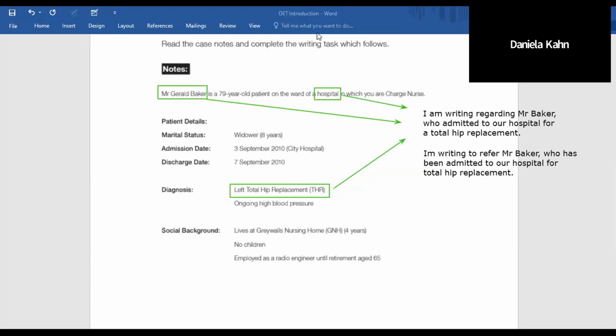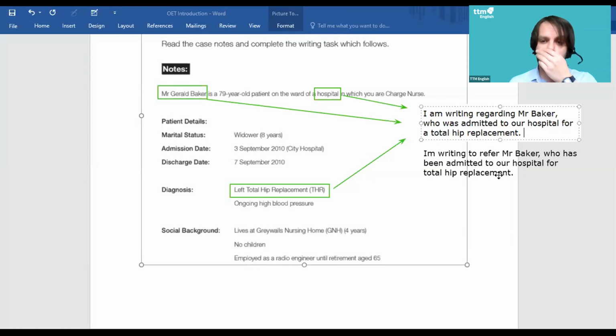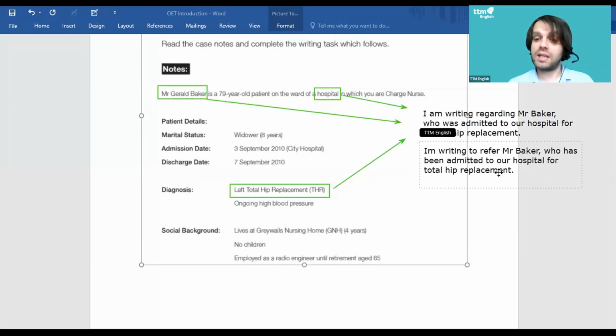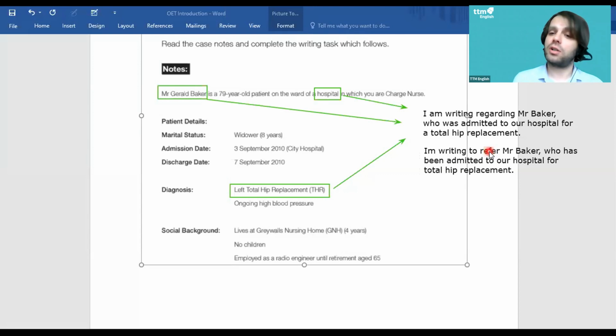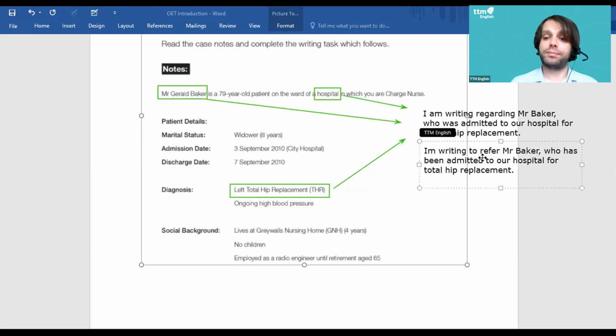The first one is who was admitted, no? Sorry, I've made a mistake there. Thank you, Danielle. So who was admitted, it's passive voice, good. I think this one's okay. I wouldn't normally do this one, but it seems fine. Be careful with the word refer, because sometimes people confuse that with specialist. But in this case, it's fine. There's no problem. You can't have this, though.